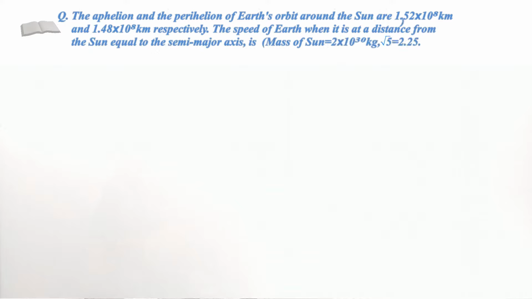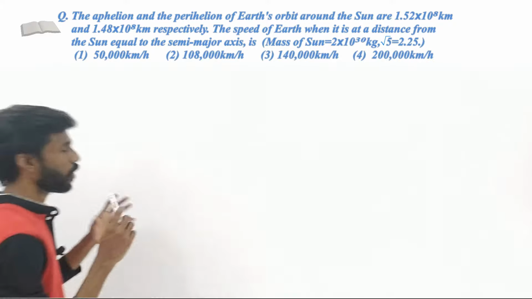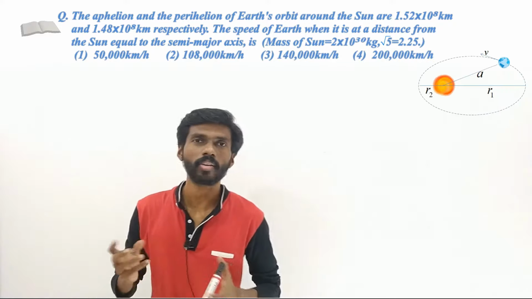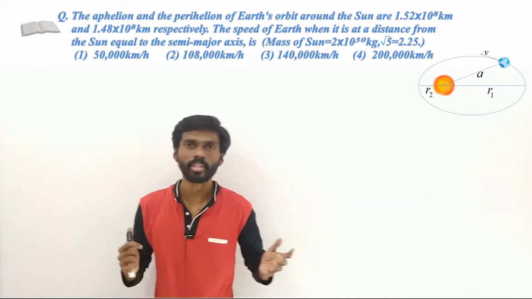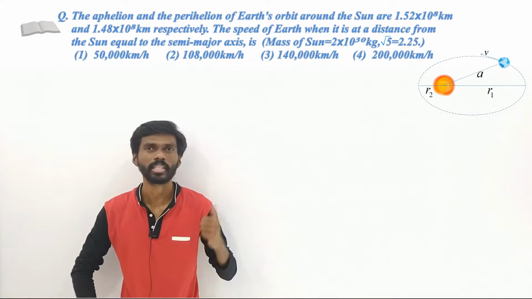The aphelion and the perihelion of Earth's orbit around the Sun are 1.52 times 10 to the power 8 kilometer and 1.48 times 10 to the power 8 kilometer respectively. The speed of Earth when it is at a distance from the Sun equal to the semi-major axis is... So here the aphelion and perihelion distances of Earth's orbit around the Sun are given. Using that, we need to find the speed of Earth at a particular distance from the Sun.